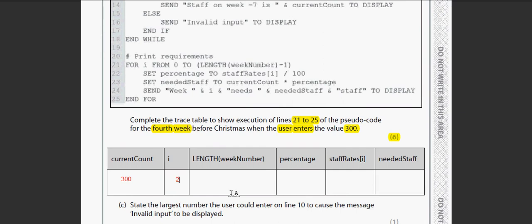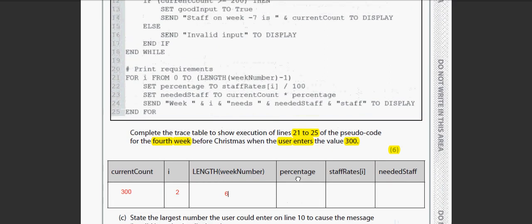The next one, length week number. Well, we've just looked at that. We know it's got 6 elements in it. It won't change. It stays at 6, so it will be 6 all the way through the loop. So that is the answer to 6.